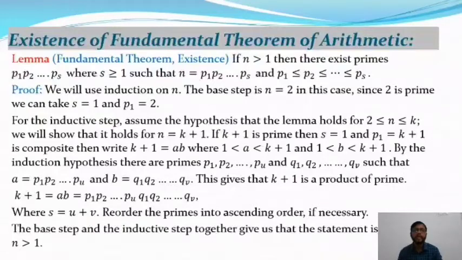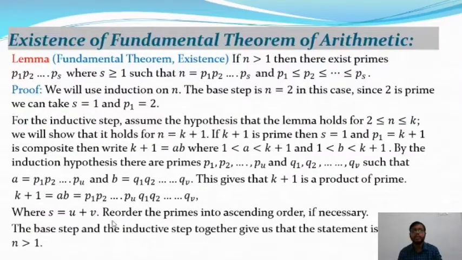such that a is equal to the product of primes, that means p1, p2, up to pu, and b, the other number, is also a product of primes, that means q1, q2, up to qp. And this gives that k plus 1 is a product of prime numbers. So k plus 1 is equal to p1, p2, up to pu times q1, q2, up to qp, where s is equal to u plus p.